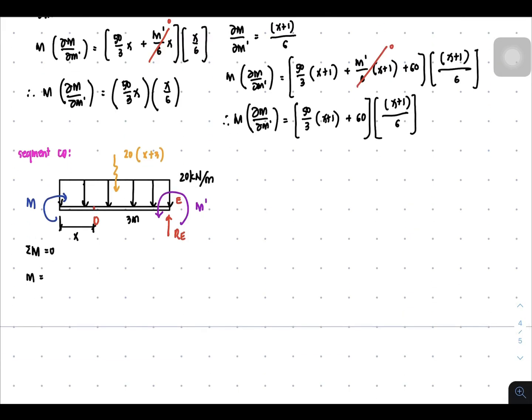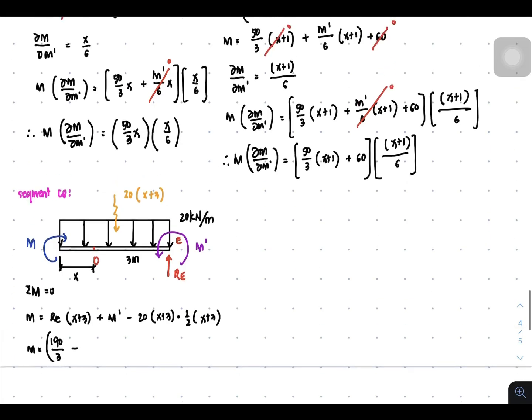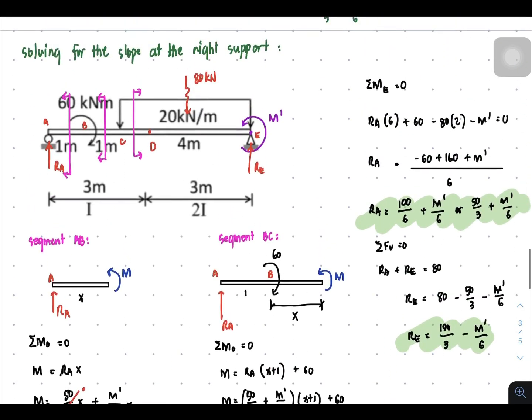You will have M equal to RE times x plus 3 plus M prime minus 20 times x plus 3 times 1/2 of x plus 3. So simplifying, you will have 190 over 3, then plus, or minus rather, is this minus?